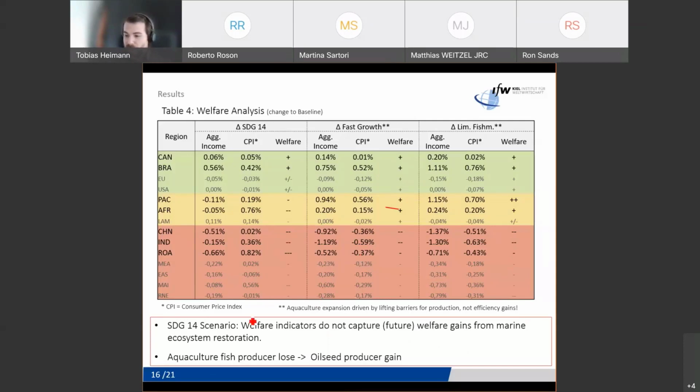Also, what I want to mention, of course, for the SDG 14 scenario, when we rebuild sustainable fish stocks, we might have welfare gains which lie somewhere in the future and which we also don't account for in a CGE model. Gains through ecosystem restoration, for example. So this might underestimate the real long-term effects.